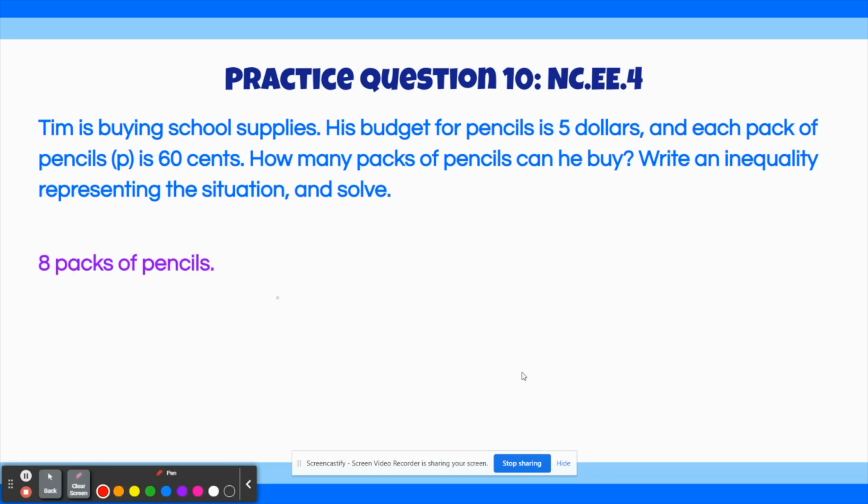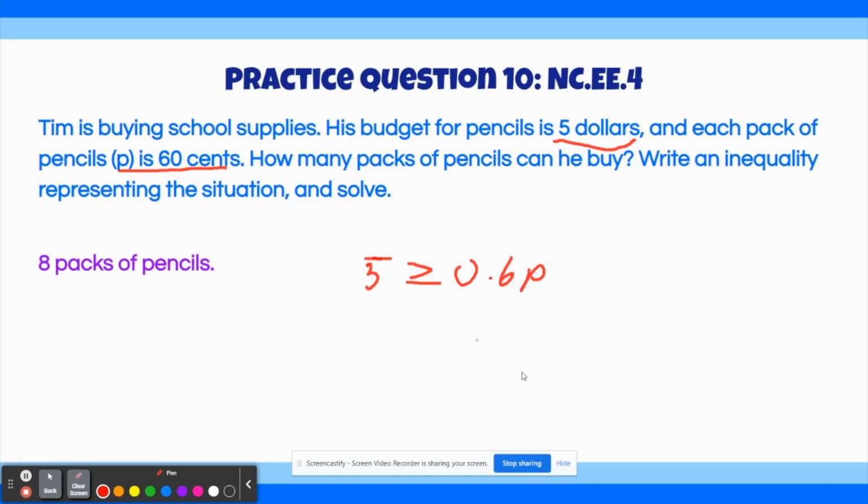So right now we need to start off by setting up an inequality. So it says his budget is $5. So we need to say 5, and everything on the side would have to be less than $5. So less than or equal to, because his budget is $5, so it could also be equal. And each pack of pencils P is 60 cents. So we could do 0.6P, because for each pack he buys, he would add 60 cents to his total.